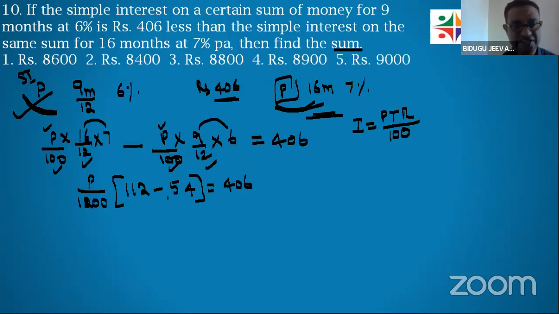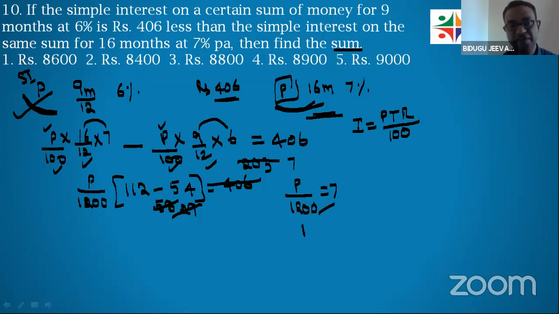What is the simplification here? 112 minus 54 is 58. So how many times does 58 go into 406? 29 sevens are 203, so 2 times 29 is 58, and 406 is 7 times 58. If you do cross multiplication, P by 1200 is equal to 7, so the principal is 8400. Is it right?